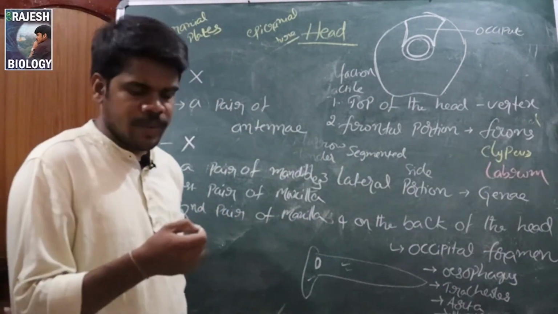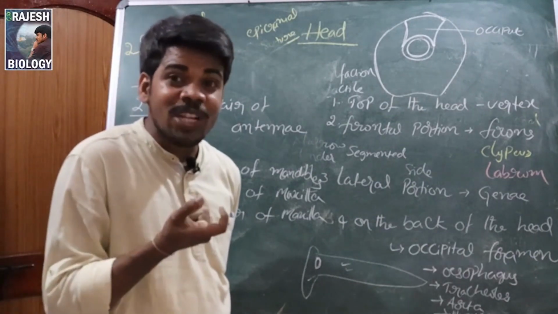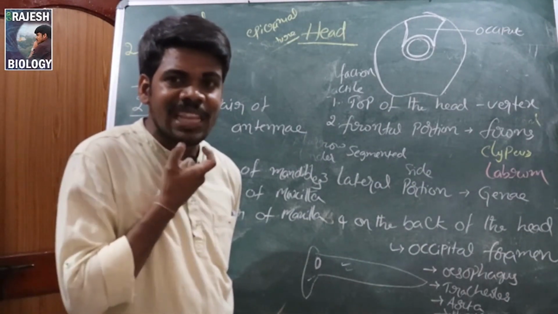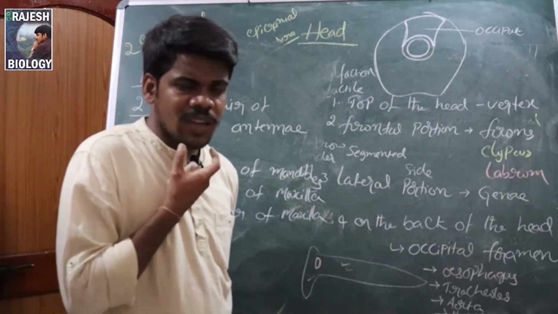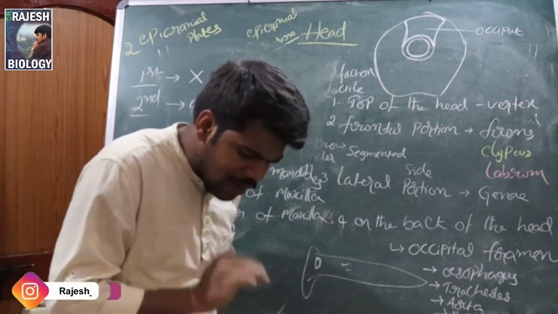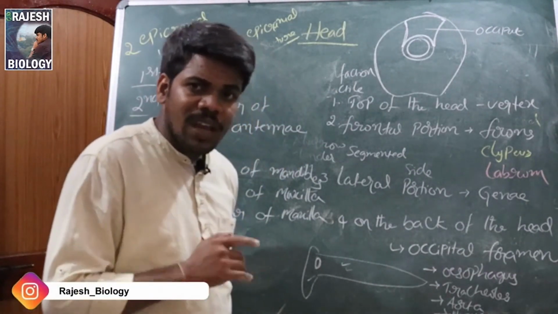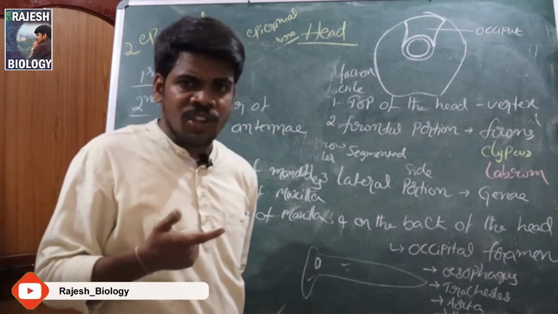So just revise once. The cockroach head is a hypognathous head. Gnatha means what? Why is it called gnatha? Gnatha means jawbone. So the cockroach head's jaw is directed towards the ground like this, so hypognathous. And the head is at right angles to the body, and it is triangular in shape.